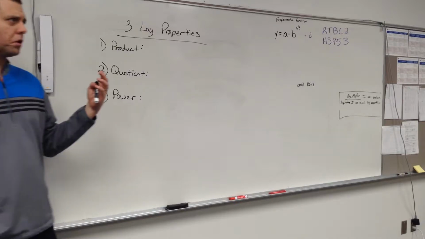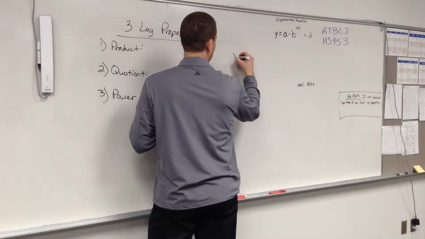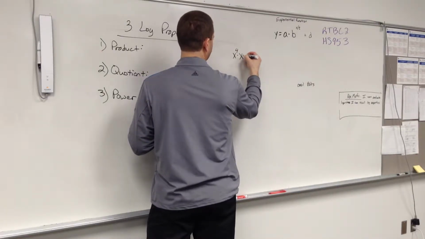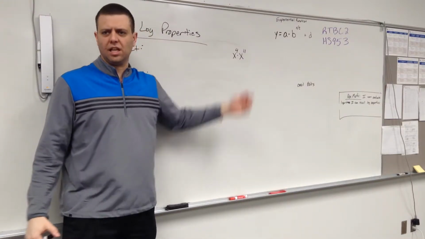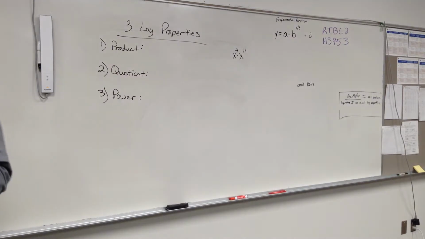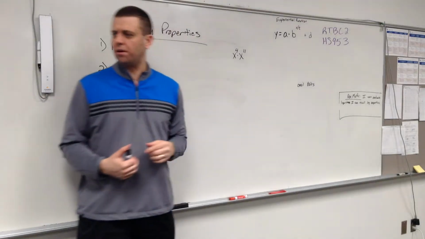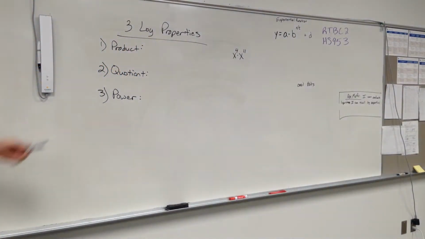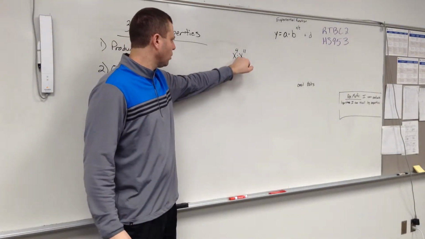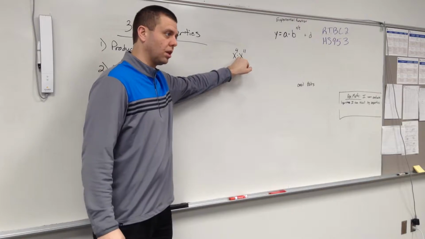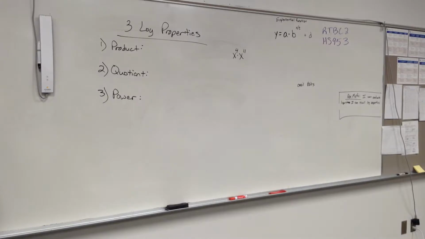So, let me recall back to Algebra 1. When I'm multiplying with exponents, x to the 4th times x to the 11th. When I'm multiplying, what do I do to those exponents? I add them together, right? If you remember that when you're doing a product of two things, you add the exponents, that should help you recall the product property.